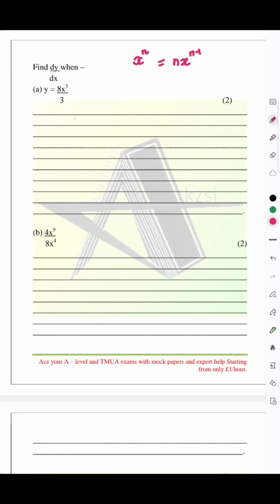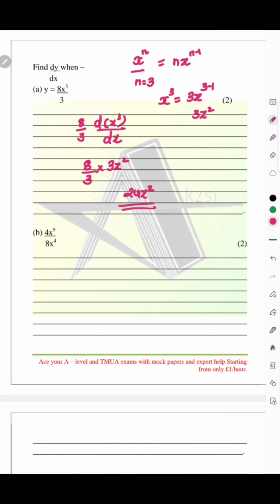That means 8 over 3 is a constant, and we have to differentiate x cubed with respect to x. Using the same formula, we can clearly see n is 3, so I need to replace n with 3. That will give me 3x to the power of 3 minus 1, which is 3x squared. Then 8 over 3 times 3x squared gives me 8x squared, and that's the answer.